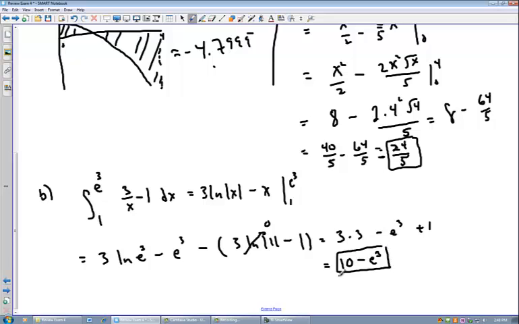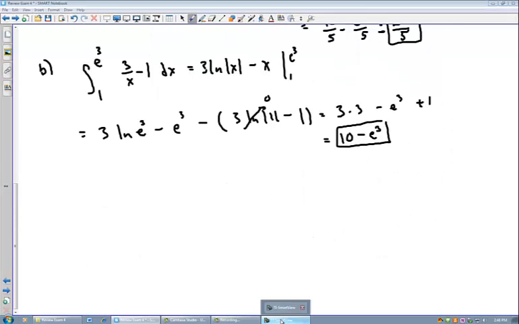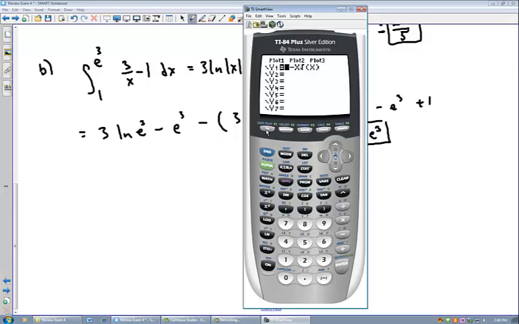Let's draw the picture of this thing. So on my calculator, I can hit y equals 3 divided by x minus 1. So I'm just going to plug in the integrand, so minus 1. Delete everything else. Window 1, 2, e cubed, so second e to the 3. Then zoom fit. Let's see what I get.